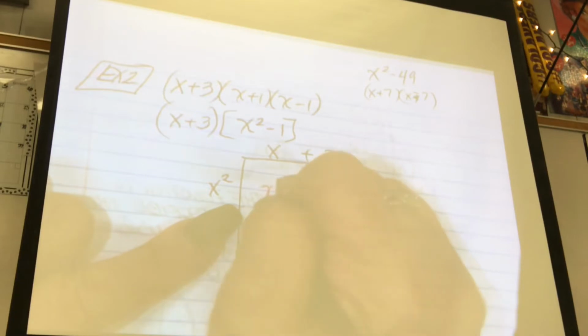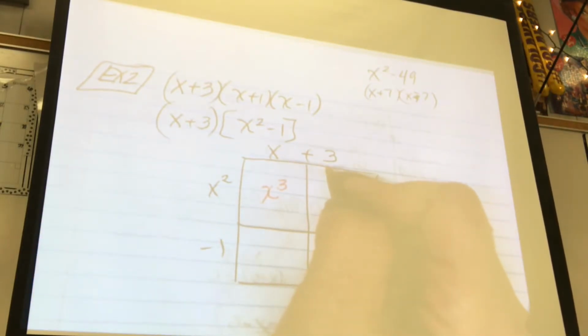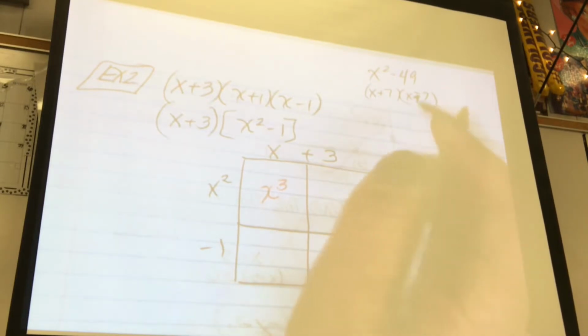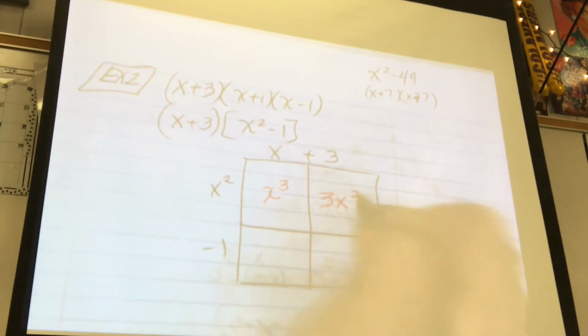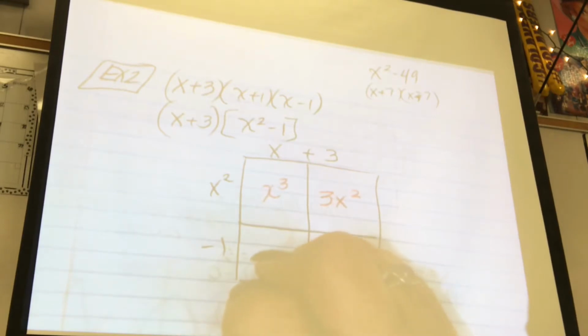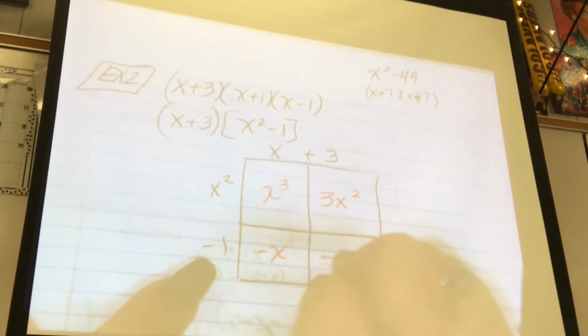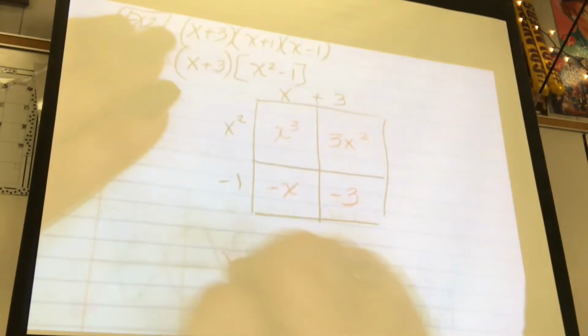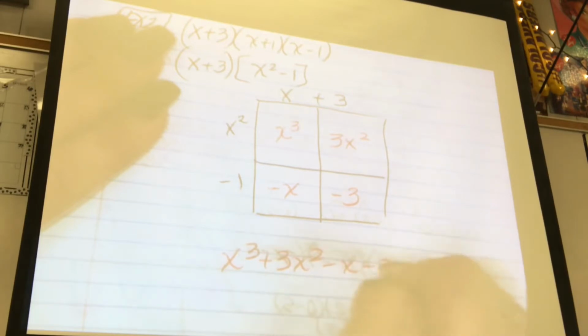x cubed, good. x3 would mean x times 3, and we want x cubed, right? Heidi, what is 3 times x squared? Nicely done. Destiny, negative 1 times x. And Caesar, negative 1 times 3. So my final answer is going to be x cubed plus 3x squared minus x minus 3.